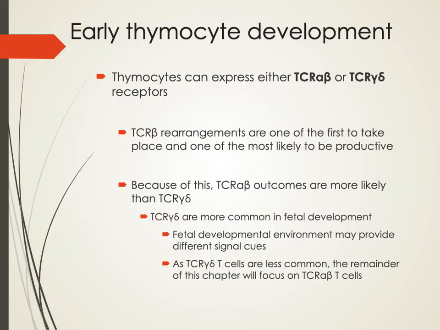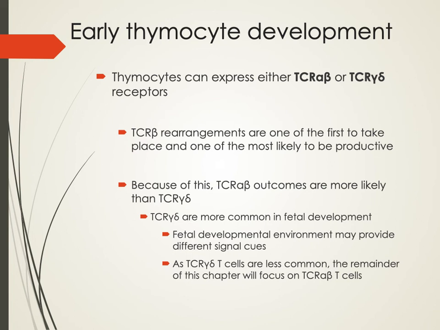So keep in mind for the T cell receptor, we are going to have either alpha beta or gamma delta. With T cell receptor beta arrangements, this is the one that's going to first take place, the one that's more likely to be productive. So let's try that first and see if that works before you switch over.